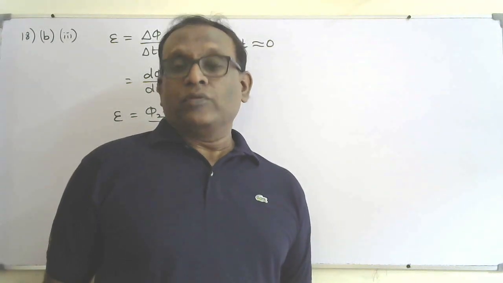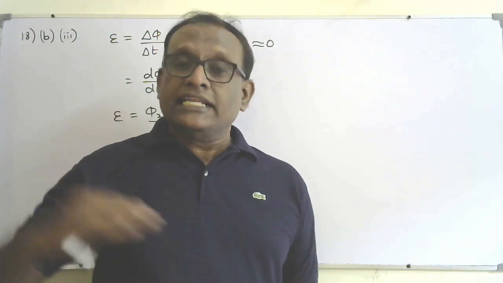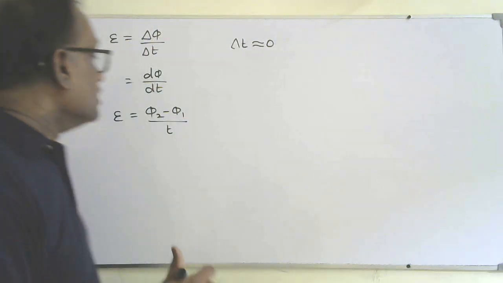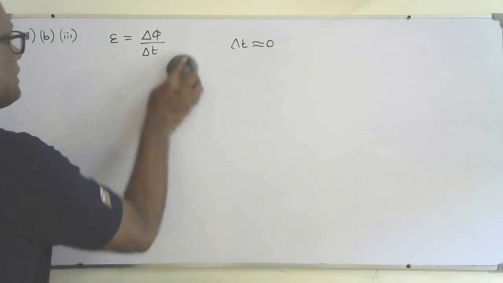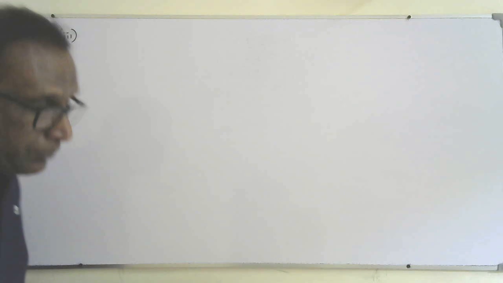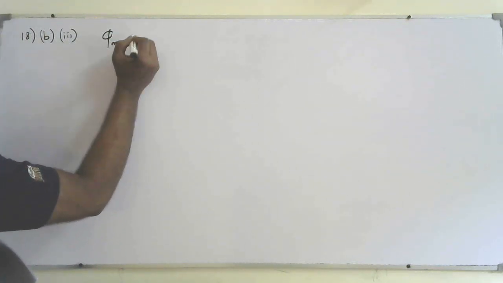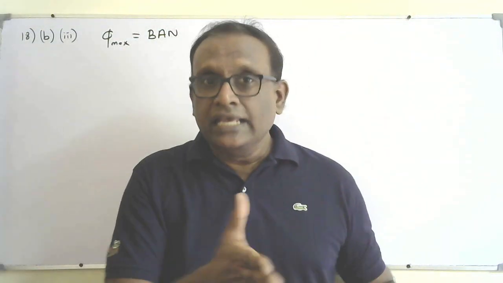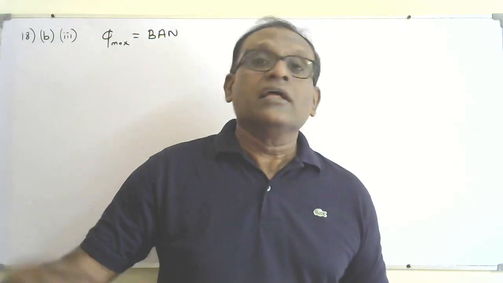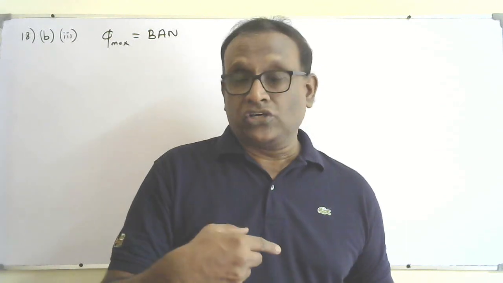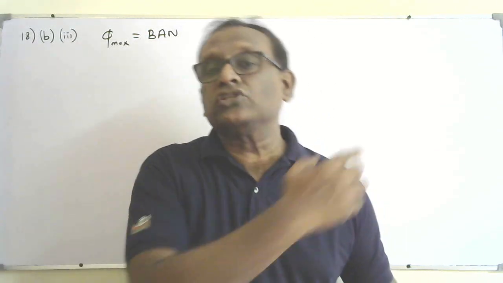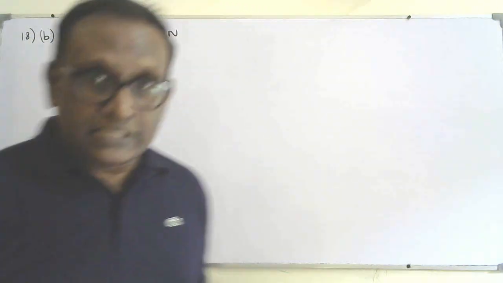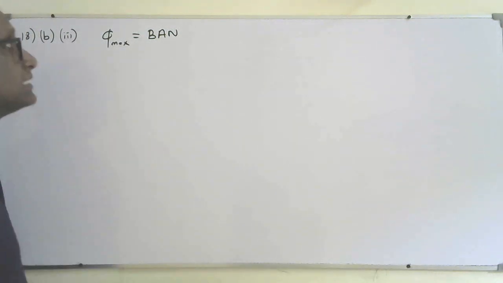So when the plane of the coil is perpendicular to the field line, the magnetic flux linkage will be the maximum. So I can say phi max, the maximum flux linkage, equals BAN, when the plane of the coil is perpendicular to the field line. That means the normal to the plane of the coil is parallel to the field line. The theta will be 0, the theta we used earlier in the explanation of part A. At that time, maximum flux linkage is BAN.